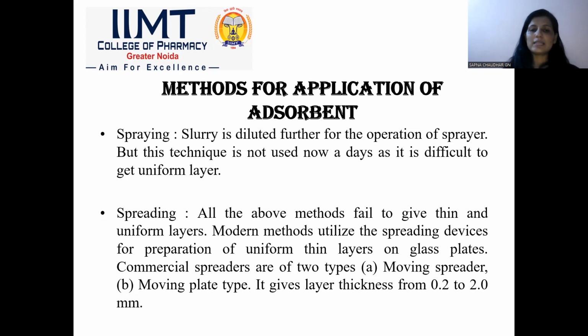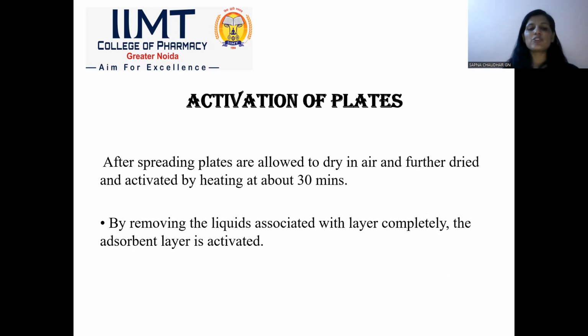The slurry is diluted further for the spraying operation, but this technique is not used because the uniformity of the layer is not even. So the spreading technique is next. All the above methods fail to give thin and uniform layers. Modern methods utilize spreading devices for the preparation of uniform thin layers on glass plates. Commercial spreaders are used, like moving spreaders or moving plate type spreaders, giving a thickness of about 0.2 to 2.0 millimeter.